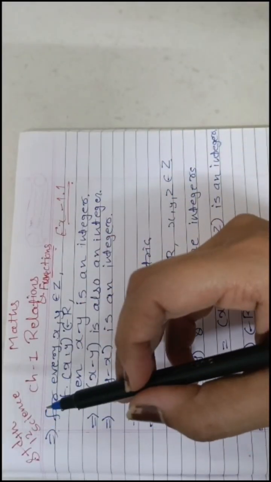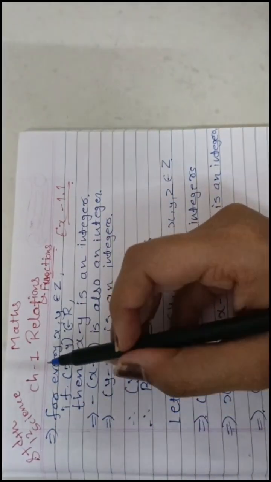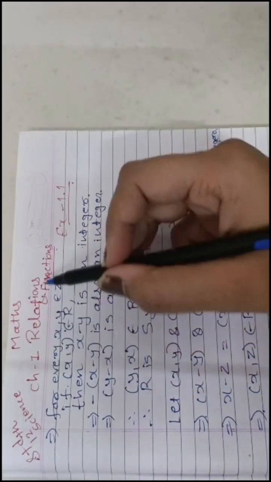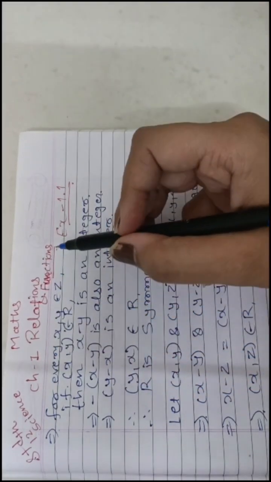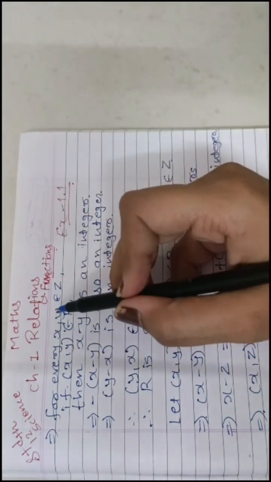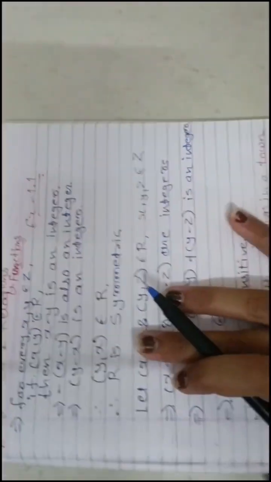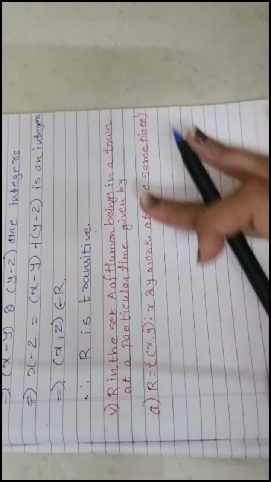Hello students. In the last video we discussed standard 12, chapter number 1, relations and functions, exercise 1.1, questions number 1 up to 4. Today we will discuss question number 5.